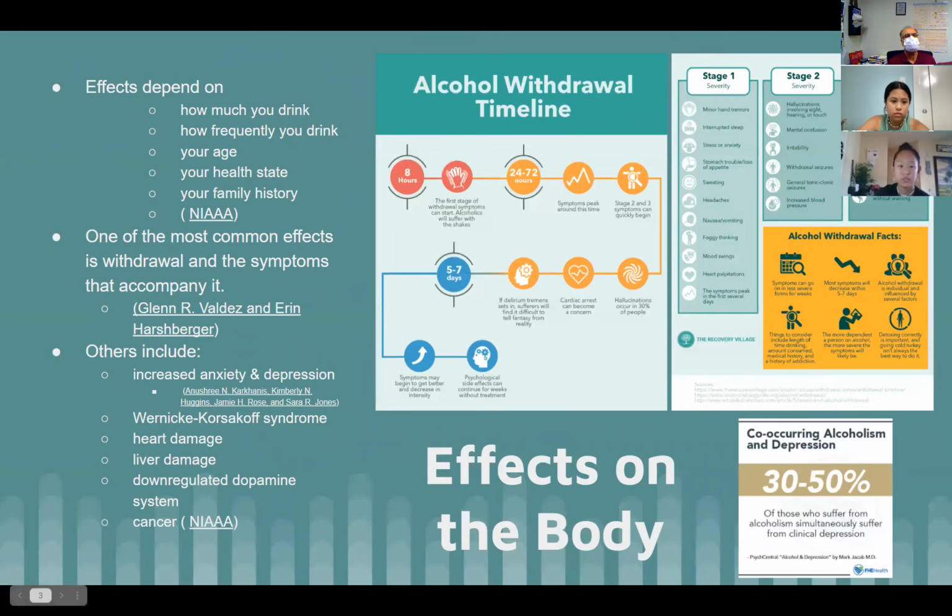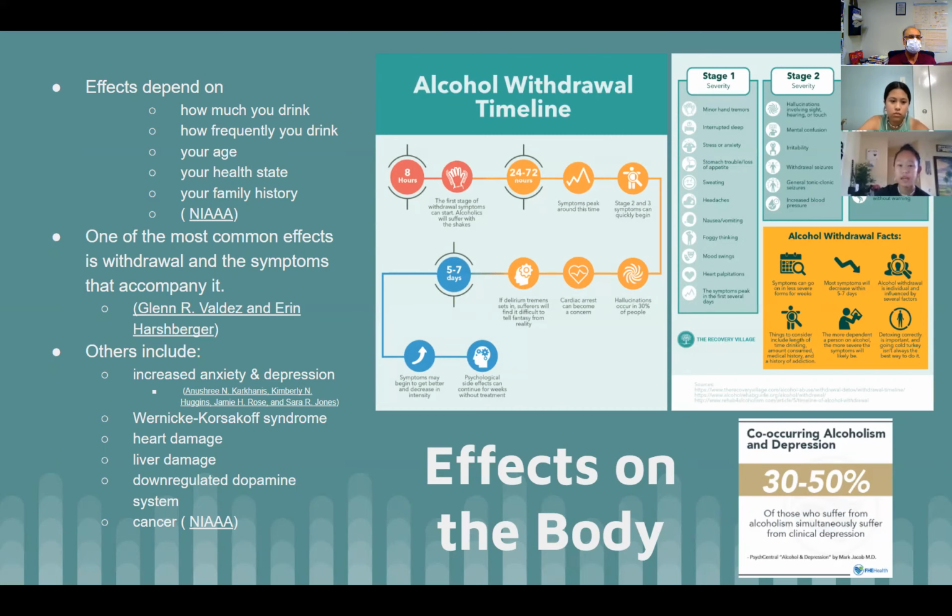And then on to effects on the body. The effects of alcohol differ from person to person depending on a range of factors, such as how much they drink, how frequently they drink, their age, their health state, and their family history. People who drink excessively over a long period of time may suffer from the long-term effects of alcohol, which can include AUD, health difficulties, and increased risks of certain cancers.